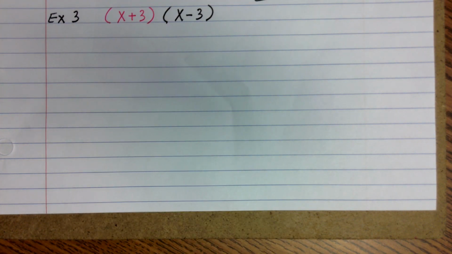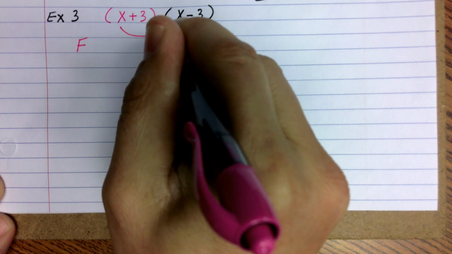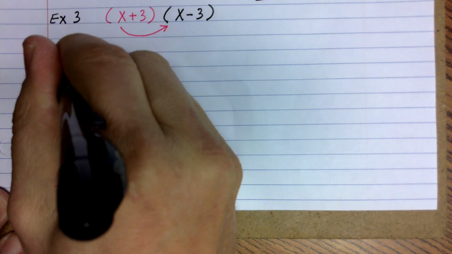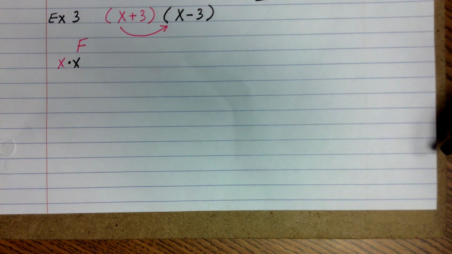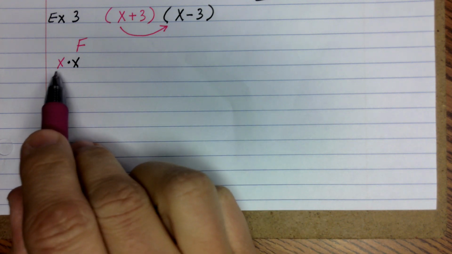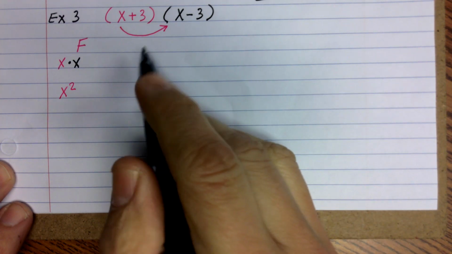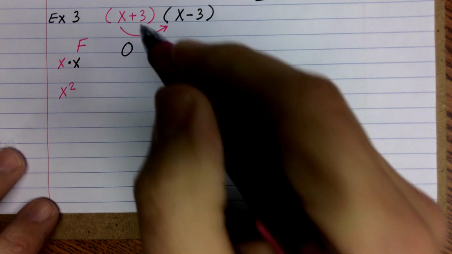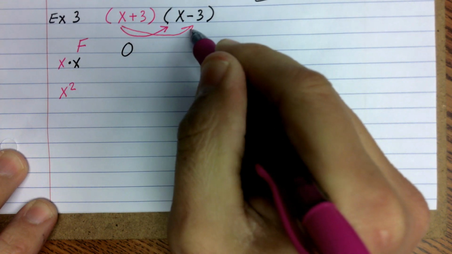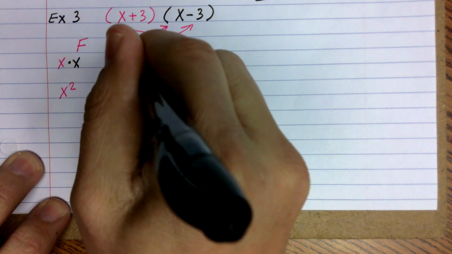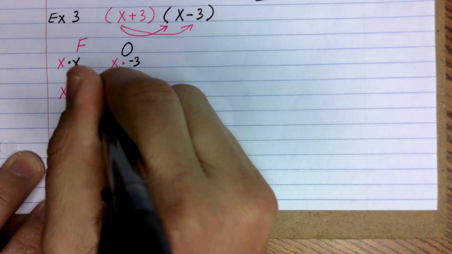With this final binomial that we're going to multiply right here, we're going to use the FOIL method again. F stands for first. So I'm going to take this first value of x and multiply it to this value of x. So we have x times x, and x times x is going to leave you with x squared. And then I'll do the O for the outer. I'm going to take that first term and multiply it to my outer term, which is negative 3. So x times negative 3 is going to leave me with negative 3x.